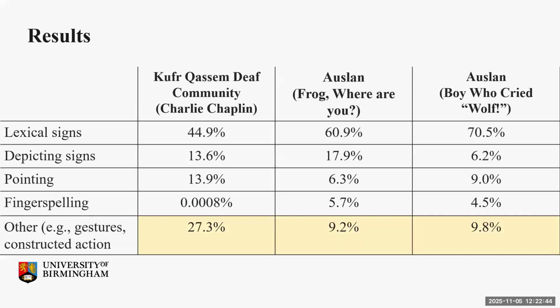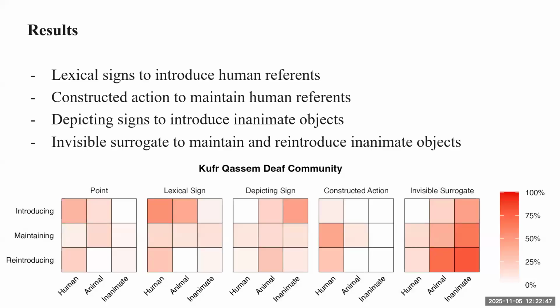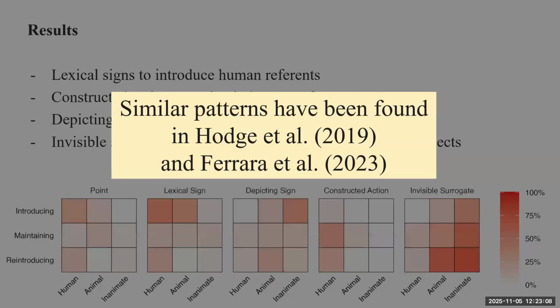But I also want to show you some similarities. In terms of patterns, we found that lexical signs were used to introduce human reference, constructed action to maintain human reference, depicting signs to introduce objects, and invisible surrogate to maintain and reintroduce inanimate objects. And here we're talking about a small deaf community, but still, we found the same or similar patterns when we compared to studies that looked at macro community sign languages. So we see both similarities and differences.